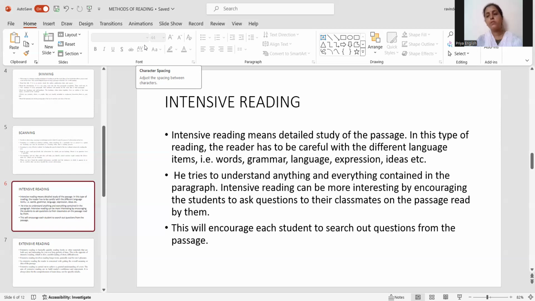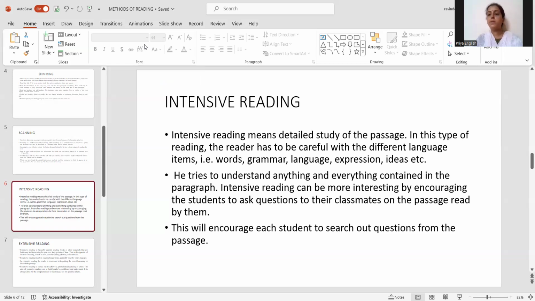So the students can ask questions to their classmates so that they can get a thorough understanding of that particular text. Different students will have different questions. When you put all those questions on the table and have a discussion, the other person finds the answers to those questions. So in this way, through an interactive session and an encouraging environment in the classroom, the students can help each other, as well as the teacher can help the students to understand the text through intensive reading.